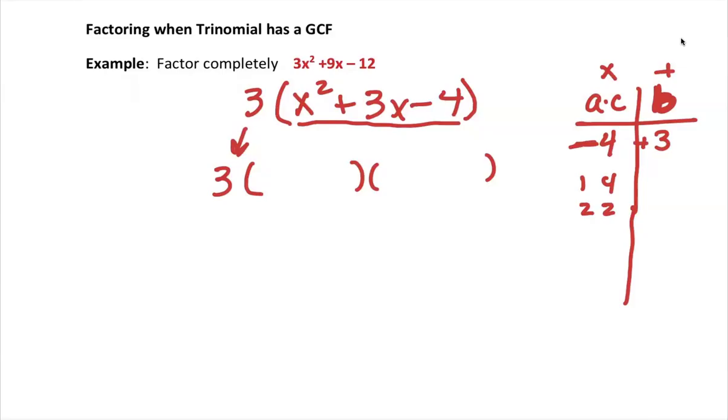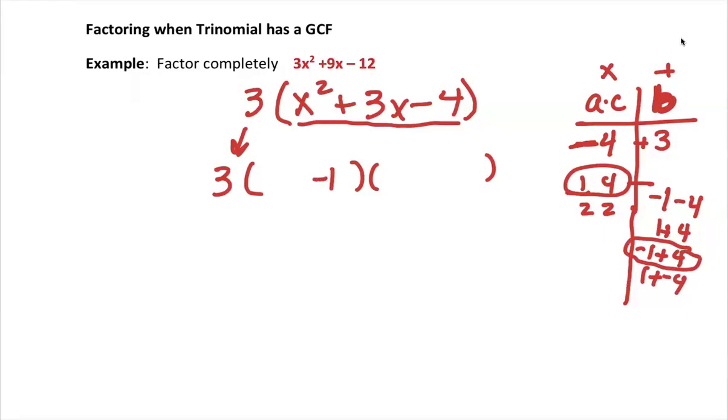So if I try, let's try this one. And I'm going to consider all cases: both positive, both negative, one of each, and then switch it, one of each. Trying to add these and get a positive 3, this one would give me a positive 3. So the two numbers I'm looking for are negative 1 and a positive 4. And so my factors would be x minus 1 and x plus 4.